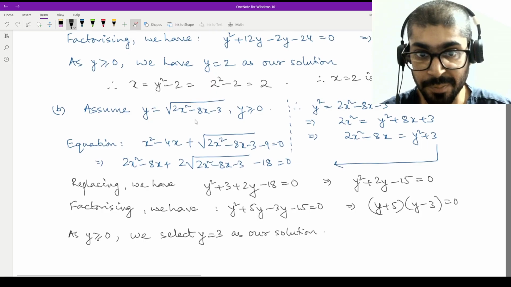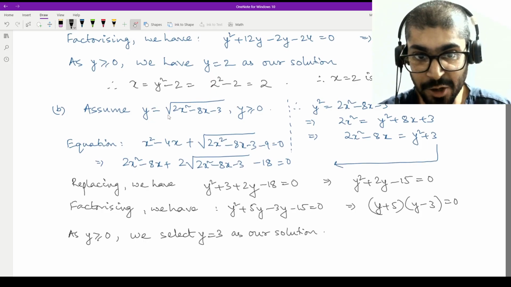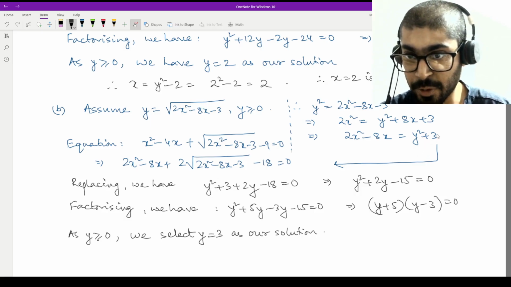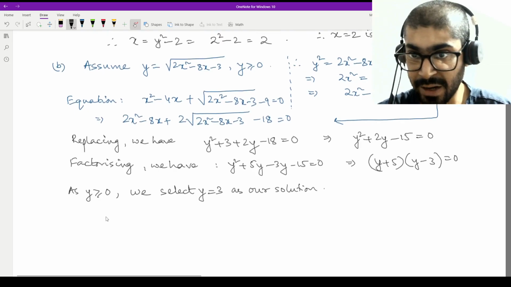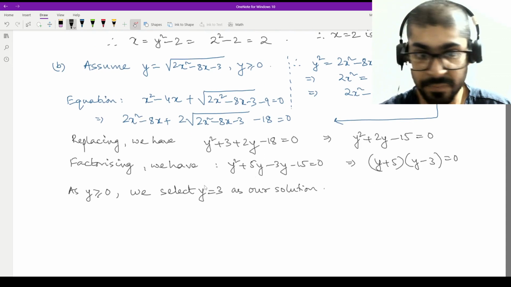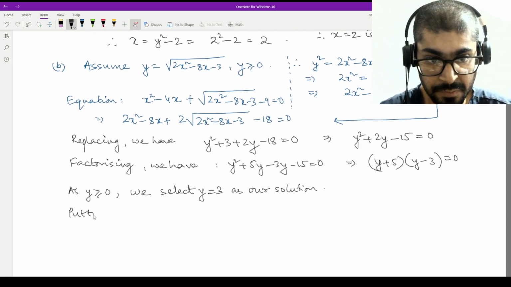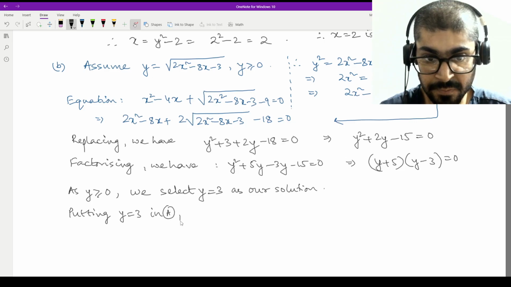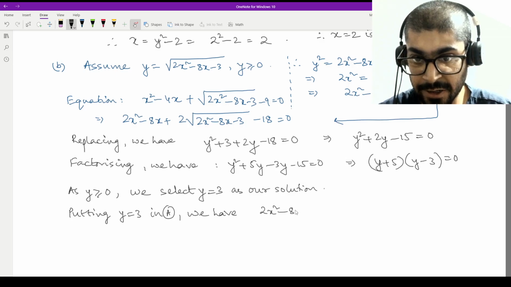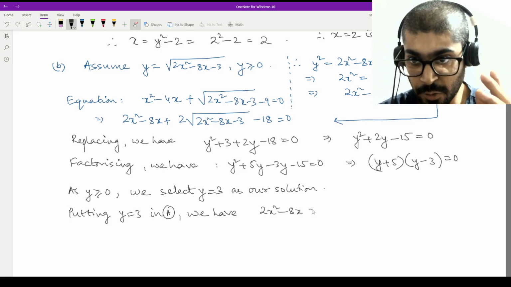So now we have to solve another quadratic, right? Because we had assumed y equal to root over of 2x square minus 8x minus 3, and we get y equals to 3. So I can put it in this equation, and let me name this equation A. So putting y equal to 3 in A, we have 2x square minus 8x equal to 3 square plus 3, right? So 3 square is 9 plus 3, 12.